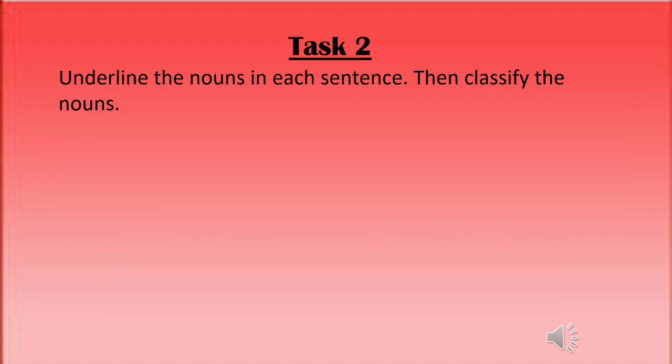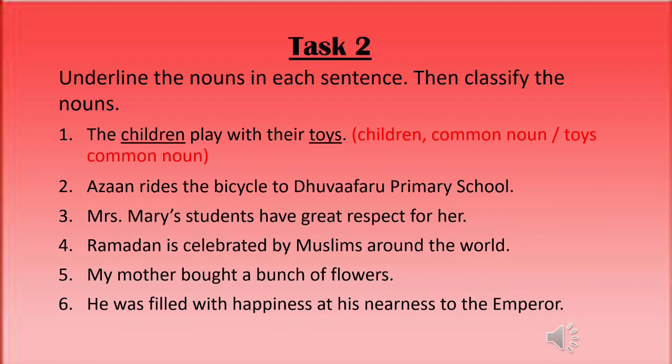So now I am going to explain you task 2. This task also you have to complete in your English notebook. Here what you have to do is you have to underline the noun in each sentence and then you have to classify the noun. So here I have given 6 questions and the first question has been done for you. That is one example. By looking at that example, you can do the rest of the 5 sentences.